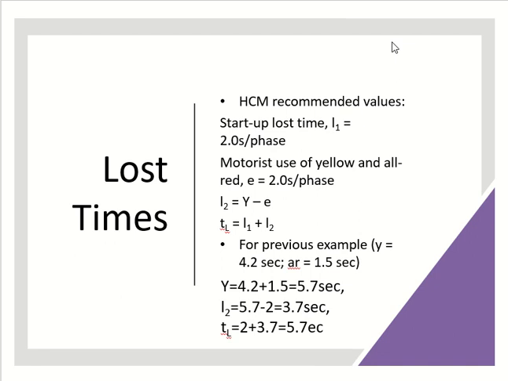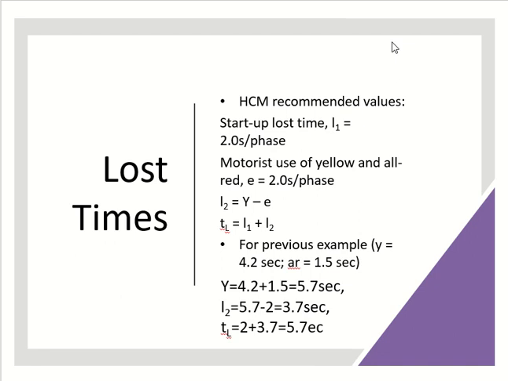So if I want to calculate the clearance lost time, I will take yellow and all red. We calculate yellow and all red, and I'll add them together, so they become the yellow plus all red total. From this total, how many seconds are used by the driver? 2 seconds. The remaining is lost time. So total 4.2 plus 1.5 is the total time available. After that, 2 seconds used, the remaining is lost time, clearance lost time.